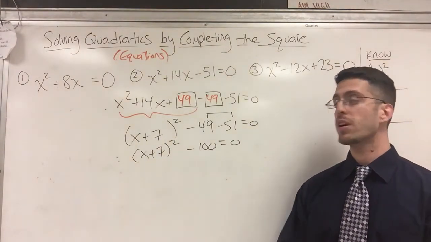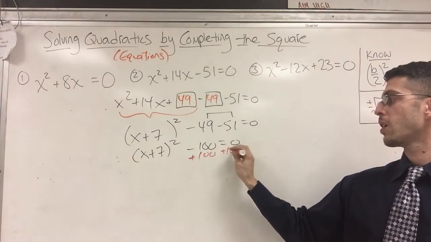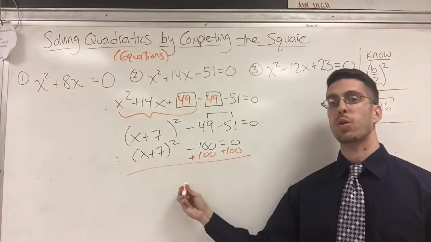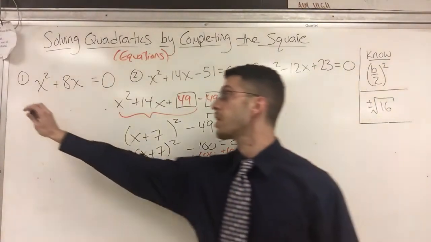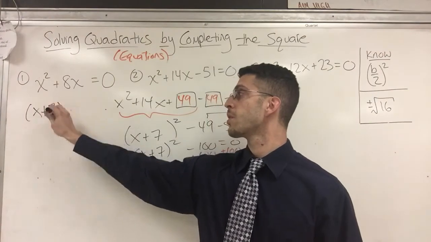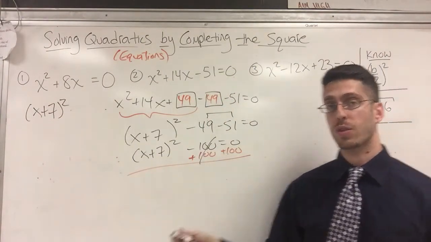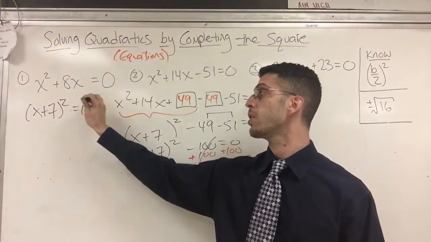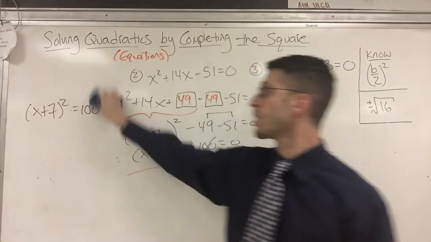I want to get x alone. What did I do before? Get rid of that loose change. I'm going to add 100 to both sides. And what do you get? I'm going to actually bring it up there. I need some space. So I have x plus 7 squared. This is gone. Equals 0 plus 100 is 100. Equals 100. Okay? Don't get confused. Number 1 is done.